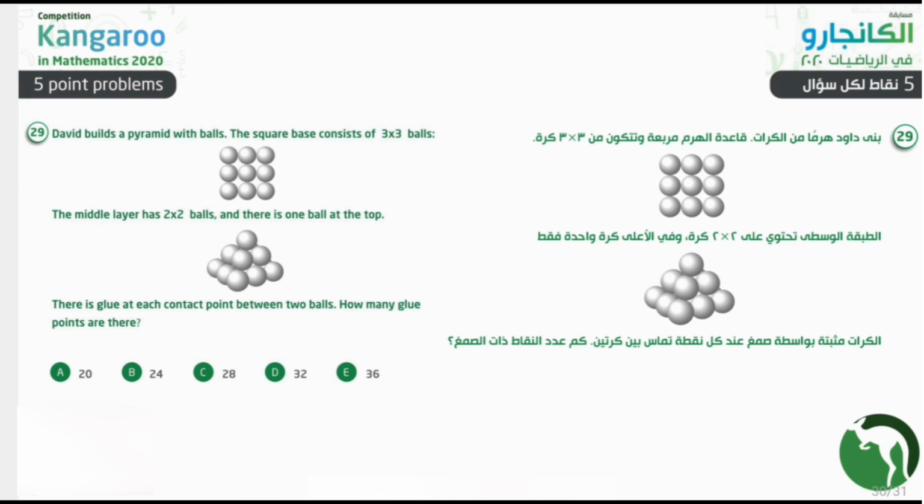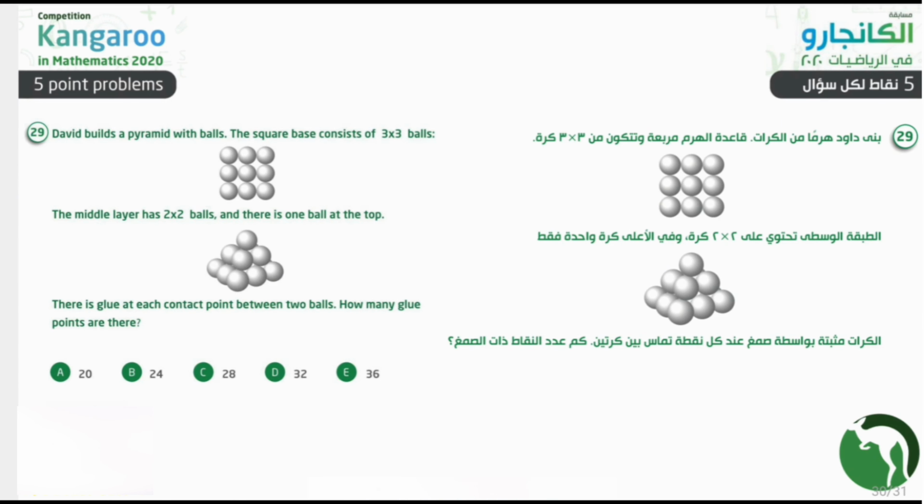In question number 29, David builds a pyramid with balls. The square base consists of 3 by 3 balls. The middle layer has 2 by 2 balls, and there is one ball at the top. There is glue at each contact point between two balls. How many glue points are there?